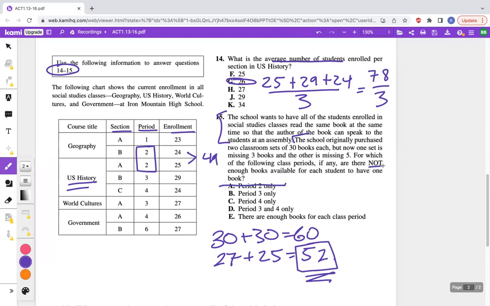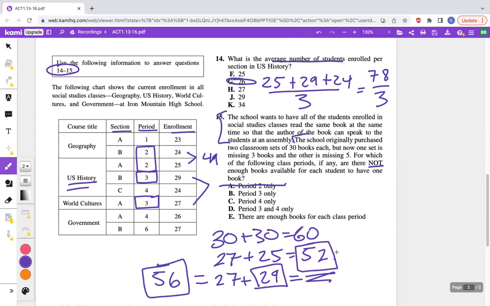And we're looking for which periods there are not enough books. So I'm going to cross off A. Now I'm going to look at period 3. Period 3 is split up, but there are still 2 classes. So I'm adding 29 and 27. Already I can see it's not going to work because 27 would be enough for one class, but with 29 students, I'm going to be missing 4 books. So there's going to be 56 students, but only 52 books.